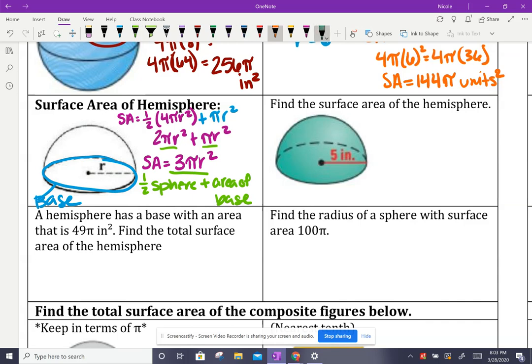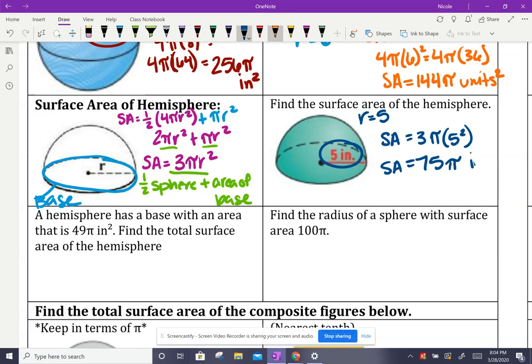So if I look at an example, I have a hemisphere with a radius of 5 inches. So my r is 5. For the surface area of a hemisphere, we don't have to do this long drawn out presentation. You can just use 3 pi r squared. So 3 pi, my radius is 5 squared. 5 squared is 25. 25 times 3 is 75. So 75 pi inches squared for that hemisphere.